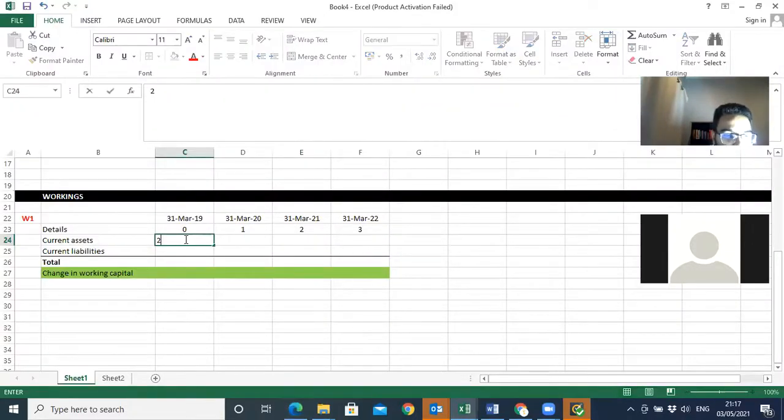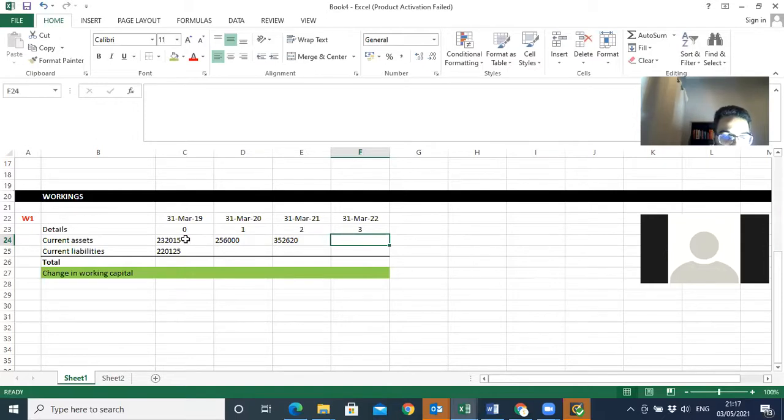So I'll take current assets, 232015. Fakir, can you just help me again? 232015. Okay. Yeah. And then 256. Okay, give me all the current assets. Give me for 2020. What is it? 256. Yeah. And then next current asset? 352 620. Okay, then last one. 421 560. Okay, yeah.